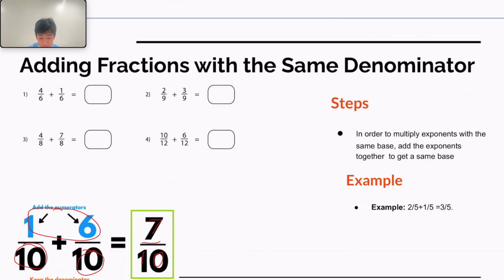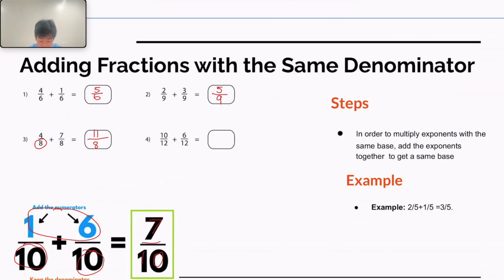Let's take a look at four examples here. The denominator is the same, so we add the numerators together. 4 plus 1 is 5, and you keep the denominator, which is 6. In this case here, 8 is the denominator, so we keep it, and we add the numerators. 4 plus 7 equals 11. In this case here, 9 is the denominator. 2 plus 3 is 5. So we keep the denominators the same.